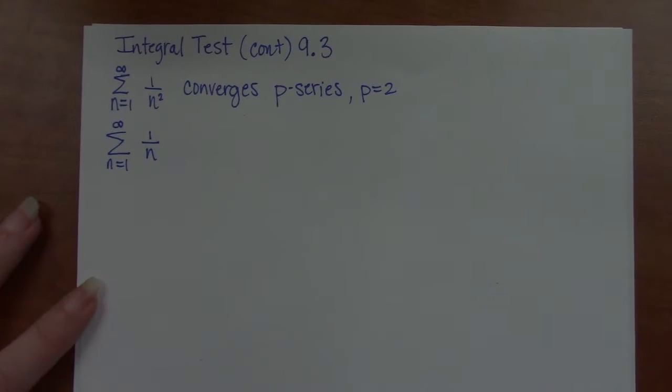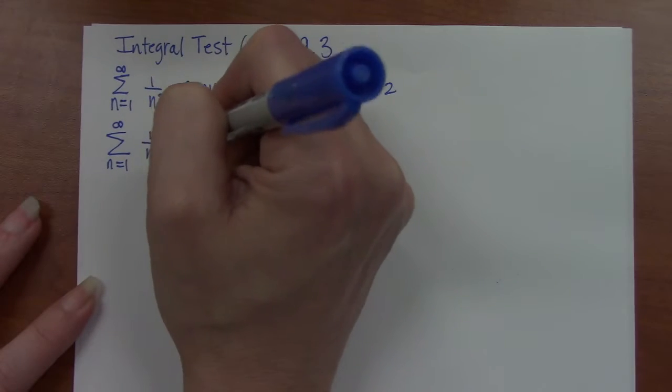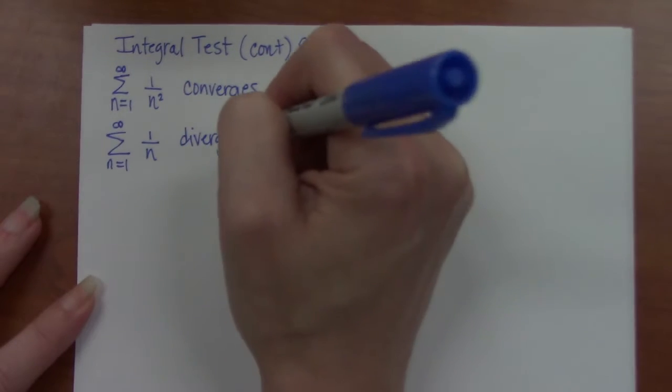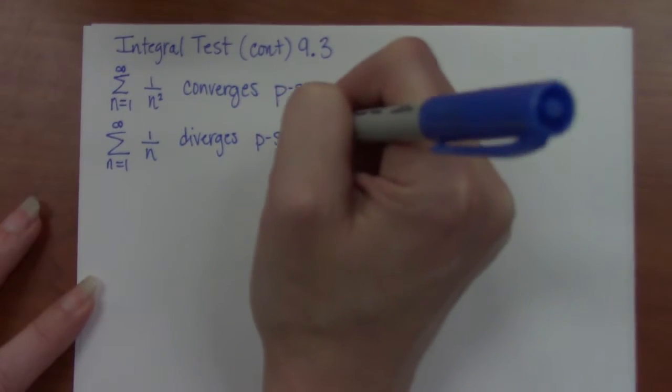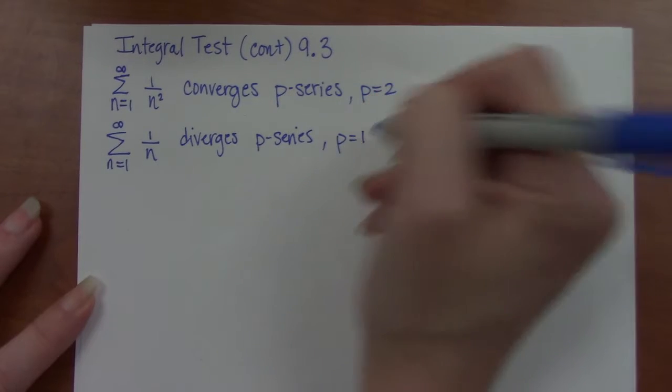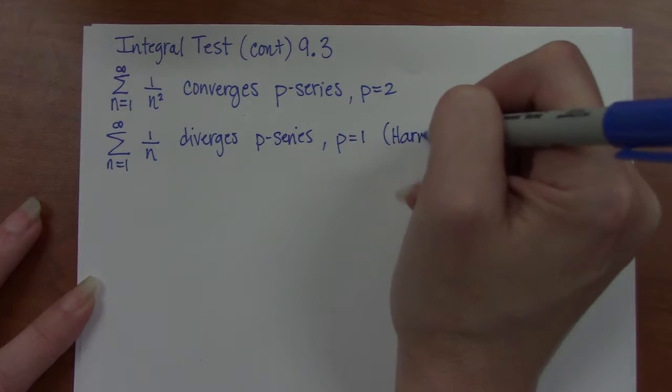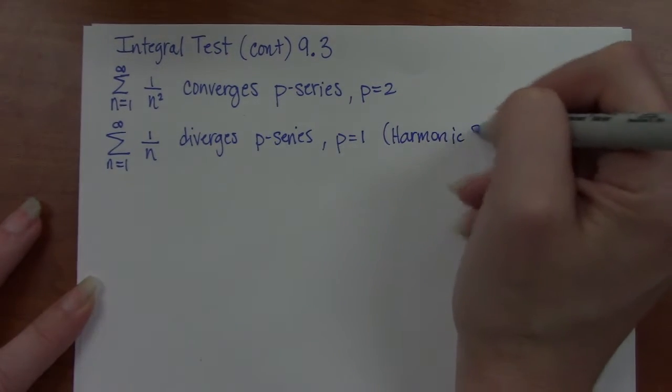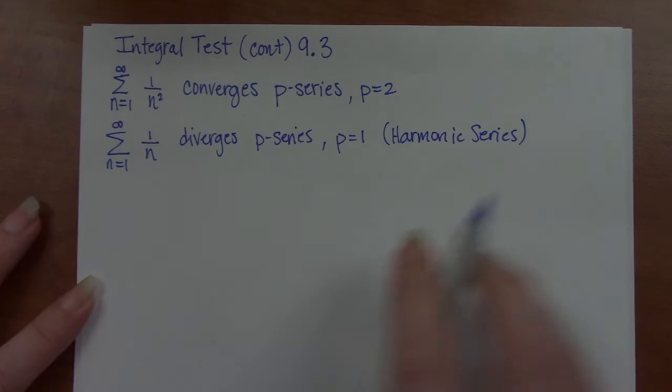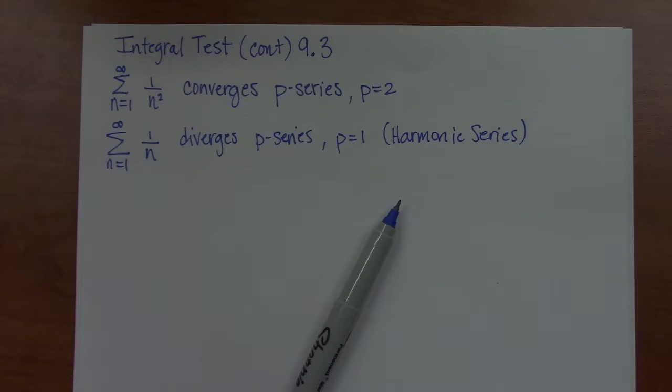This is also the form of a p-series. We know it diverges because it's a p-series where p equals 1. But if you also recognize that that's called the harmonic series, and you just tell me it diverges because it's the harmonic series, that's fine too, because that's a really famous, recognizable series.